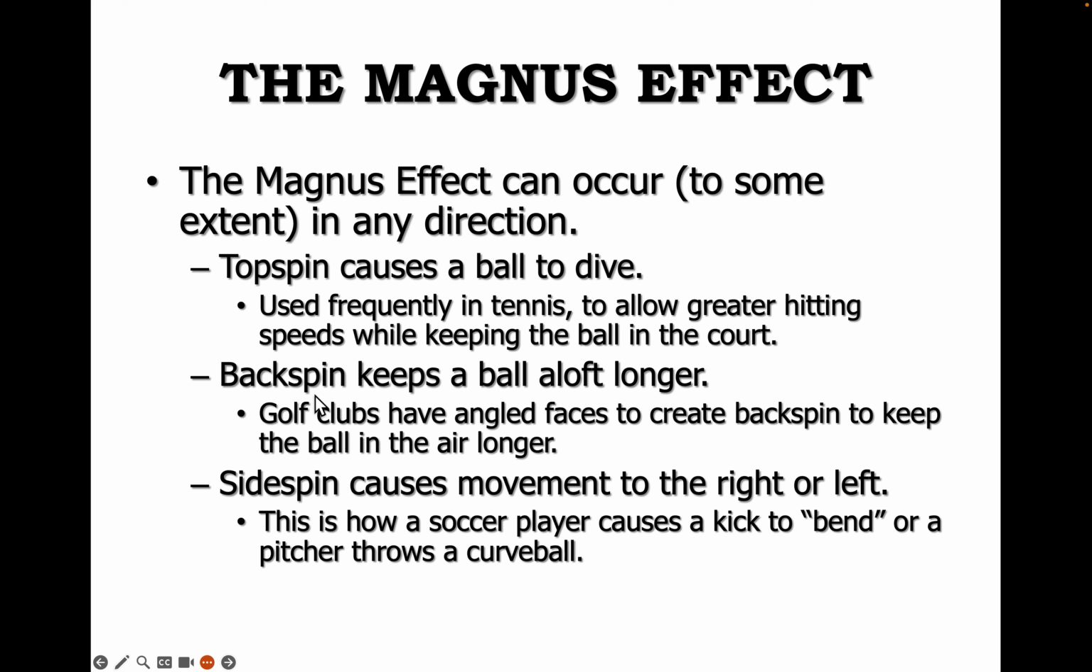Backspin is the opposite of top spin. This keeps the ball in the air longer. And golf clubs oftentimes will be angled up to allow for backspin to be implemented on the ball, allowing the ball to travel further in the air.